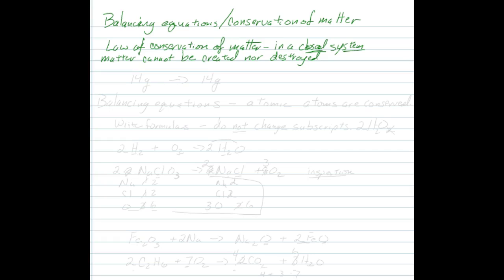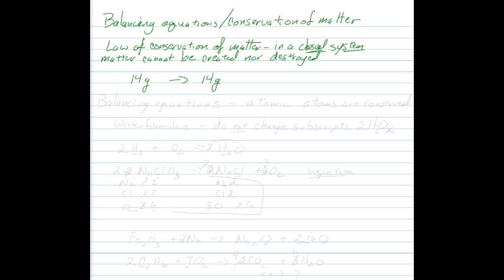The law of conservation of matter is the basis of many labs. If your total mass of reactants is 14 grams before, afterwards the total mass of the products should be 14 grams. So the mass before equals the mass after.